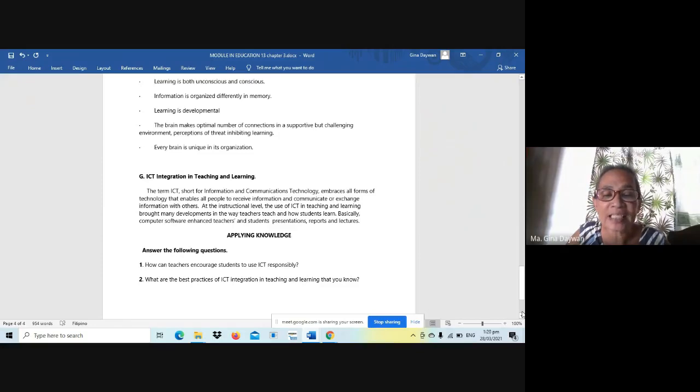So at the instruction level, the use of ICT in teaching and learning brought many developments in the way teachers teach and how students learn. Now, basically, computer software enhances teachers' and students' presentation, reports, and lecture. No? Right.